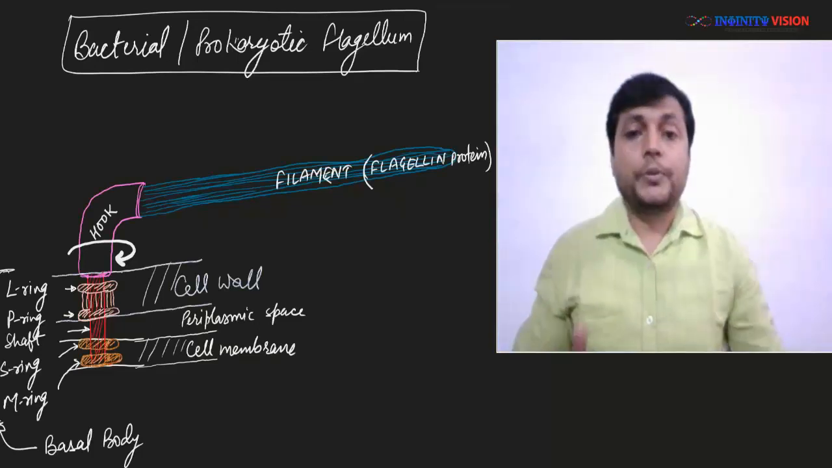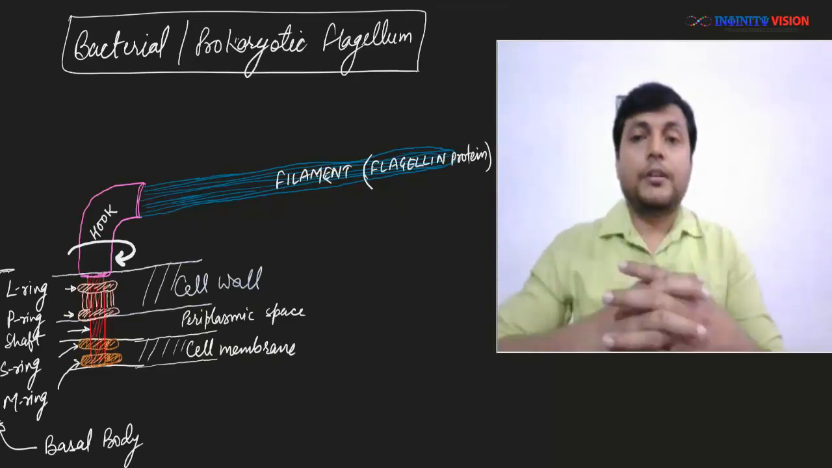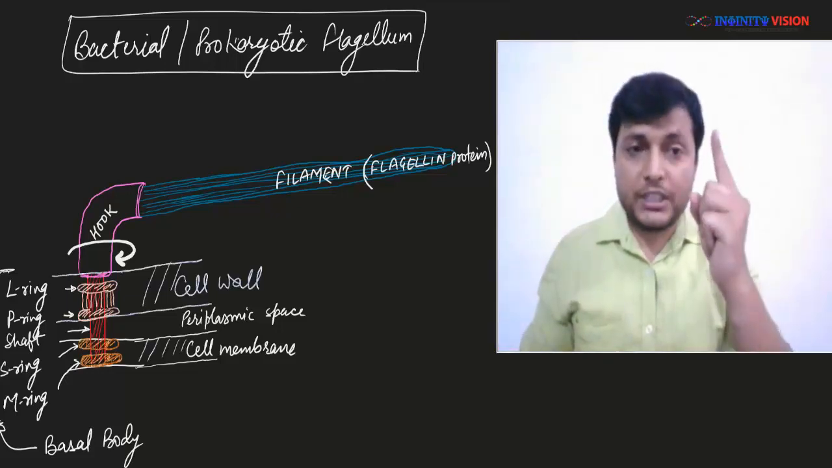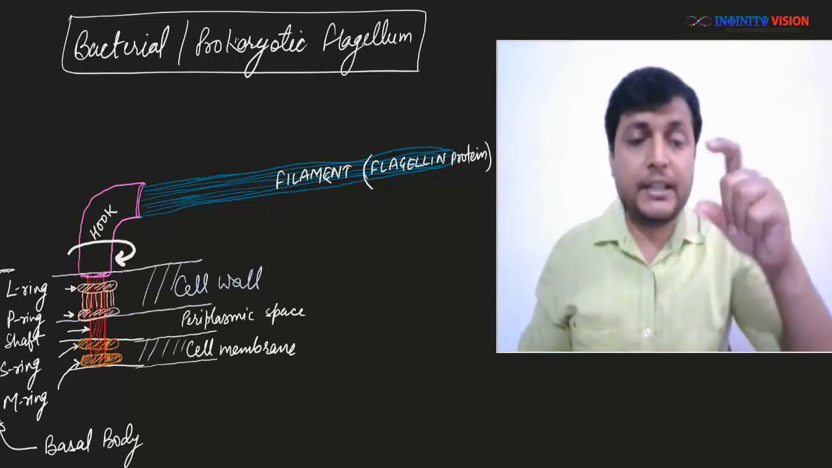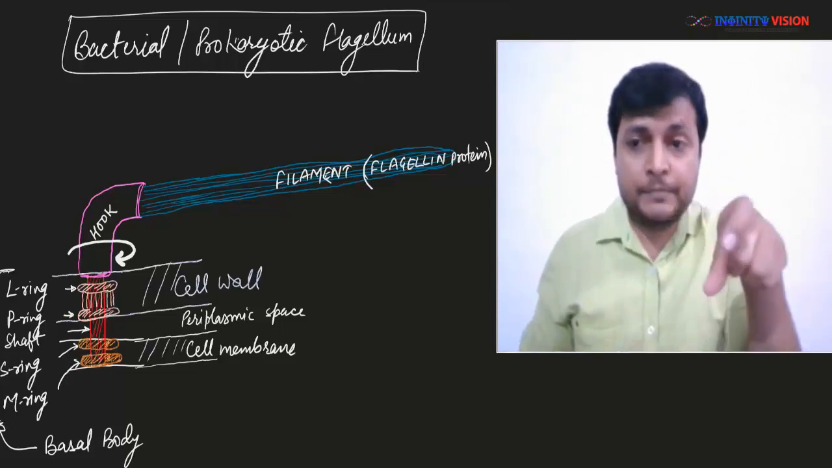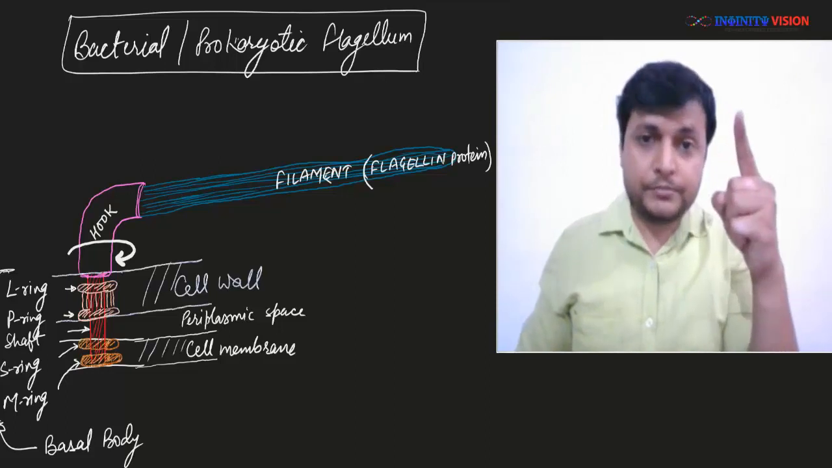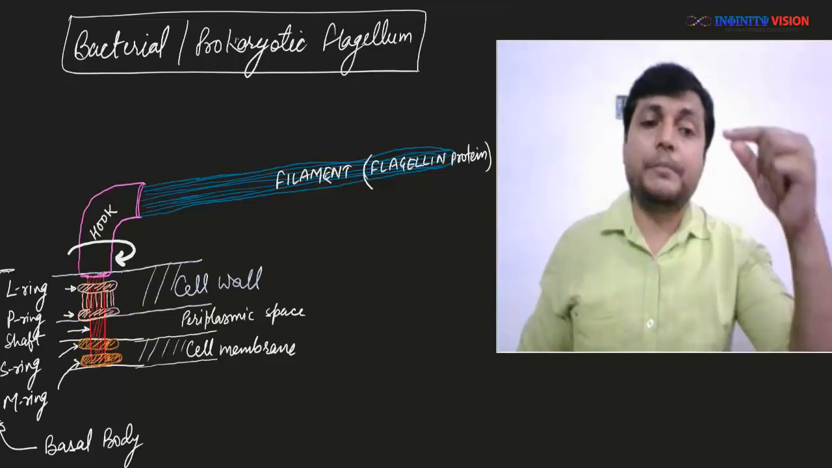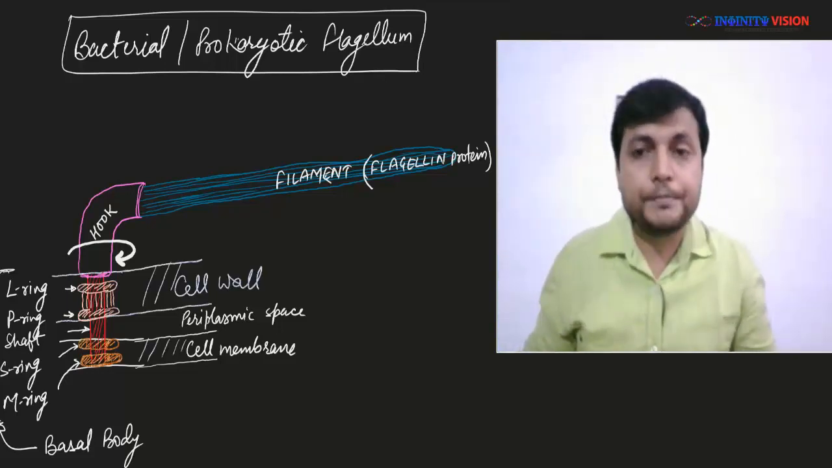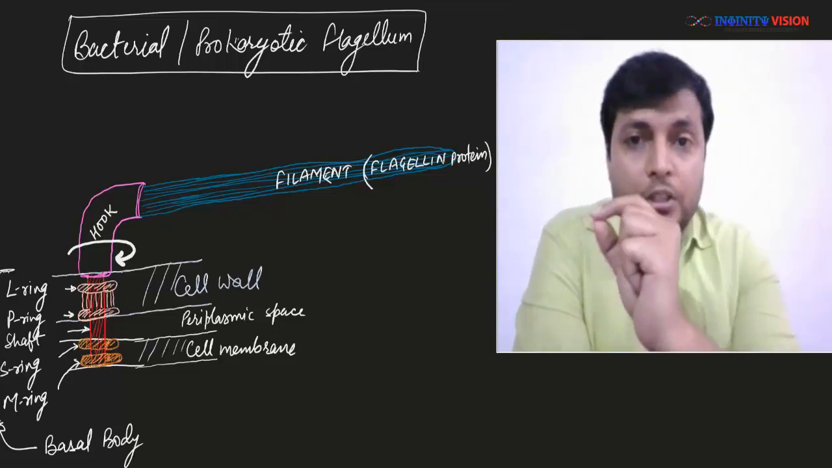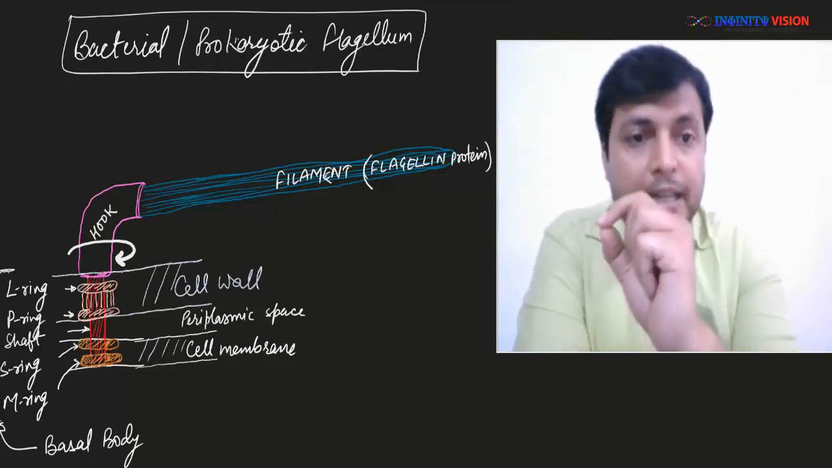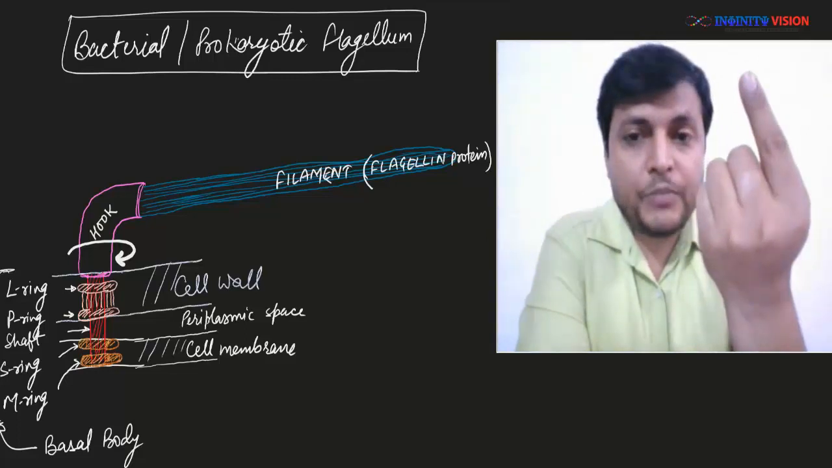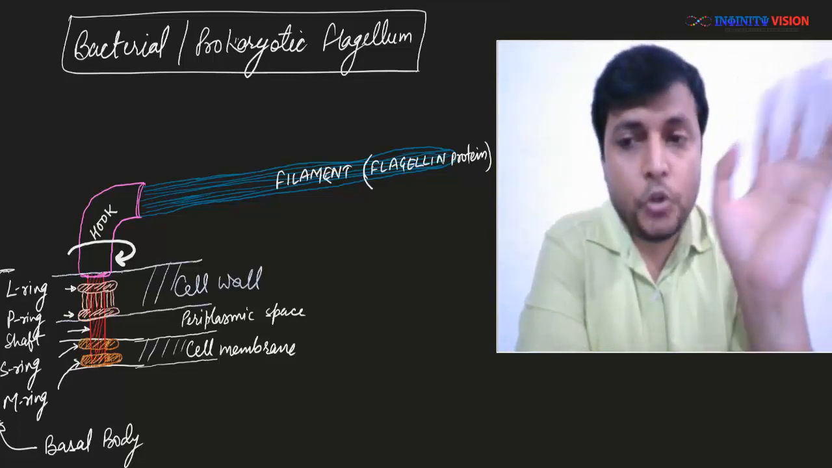So see, the bacterial or prokaryotic flagellum has 3 distinct parts. First one is basal body that remains embedded into the cell wall and the cell membrane. Then there is a curved hook. And finally, on the distal end, there is filament. Now, the filament is the longest part. So, if we are talking about bacterial flagellum, it has 3 parts: basal body, hook, and filament. Filament, you have seen, hook, you have seen.